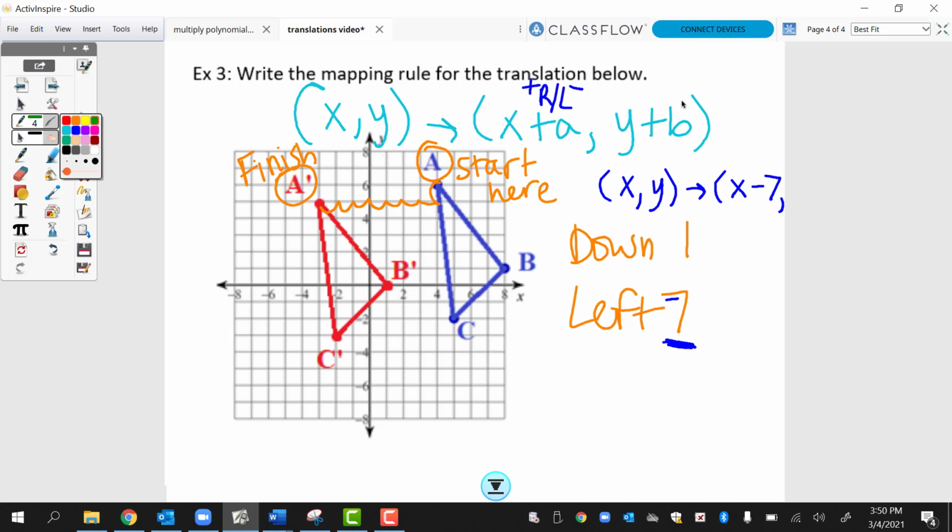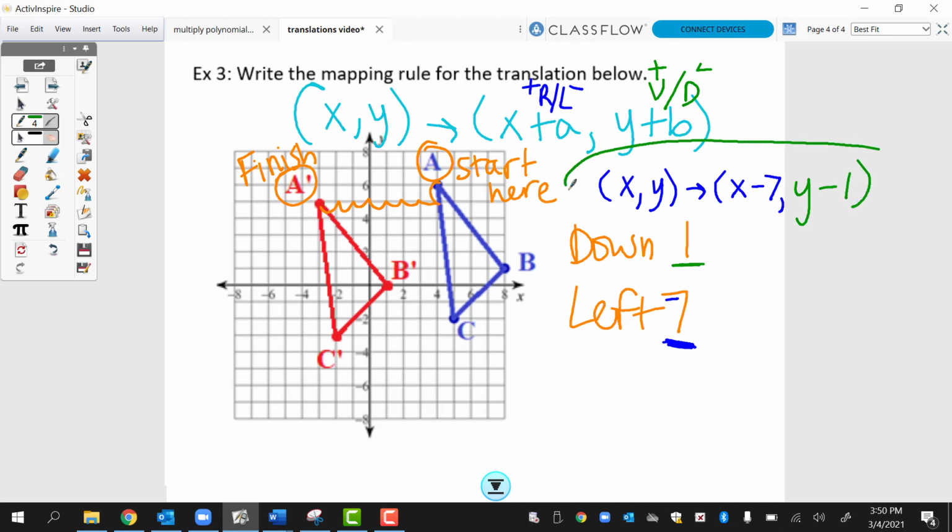The number next to y, that's my up down number. Up, we're going to make it positive. Down, we're going to make it negative. So my up down number is 1. And we moved down, so that means I'm supposed to make it negative 1. This is my answer.